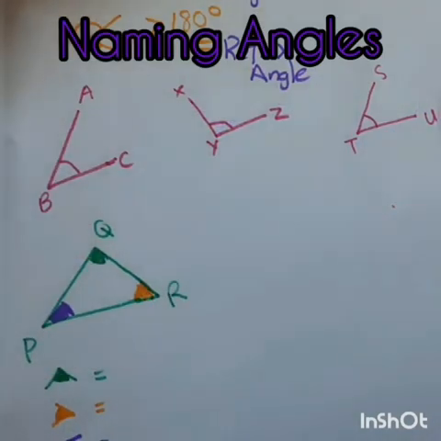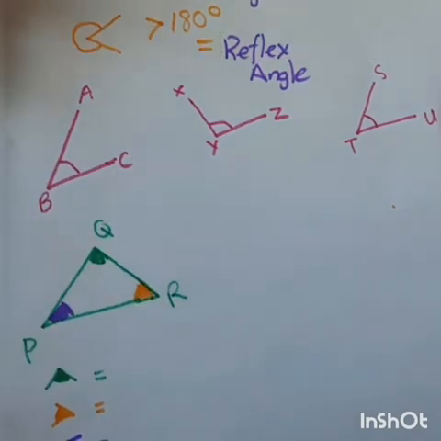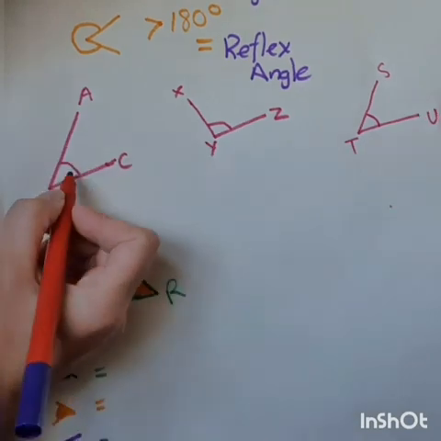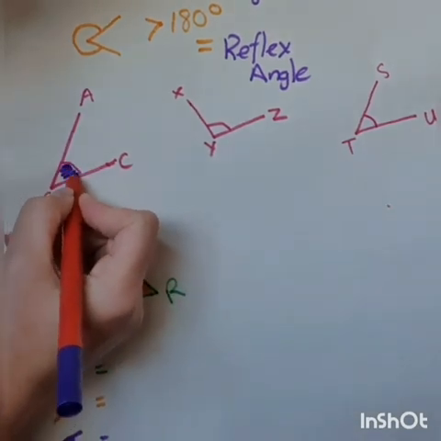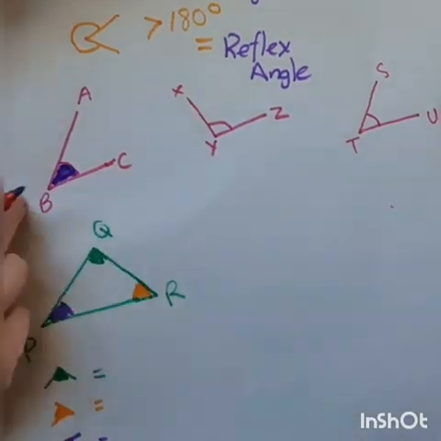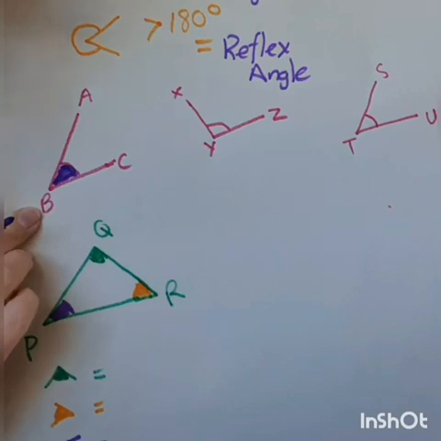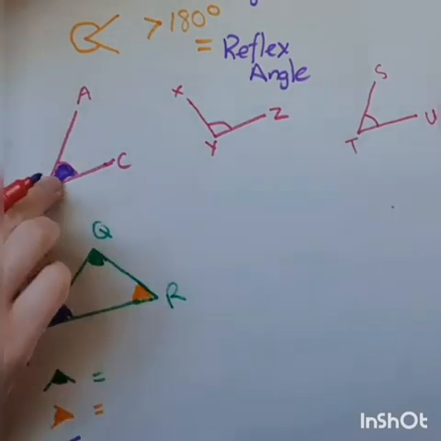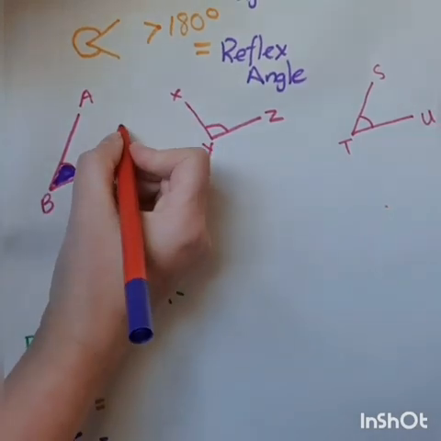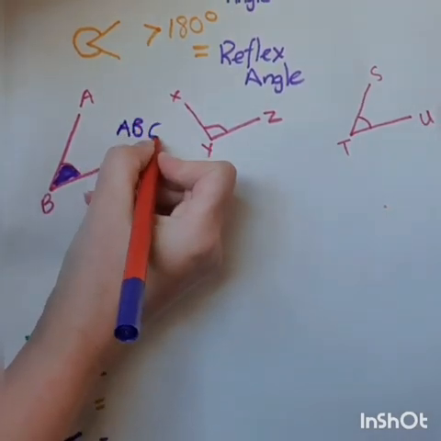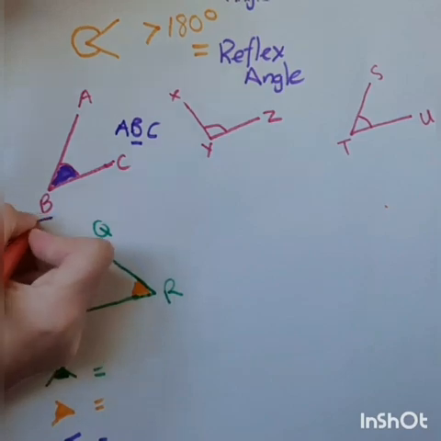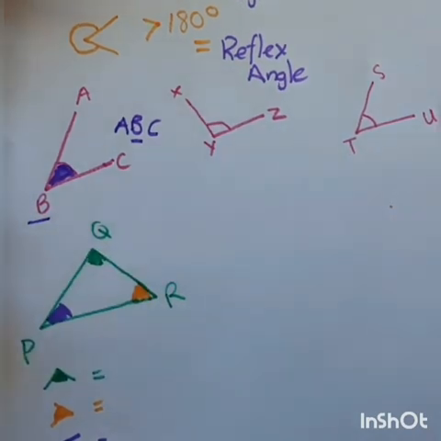Naming angles. When you're shown an angle with 3 letters and you're asked to name the angle, the most important thing is to notice which letter is actually at the angle. This letter has to be in the middle. So this angle would actually be called A, B, C. B in the middle because that's pointing to it.